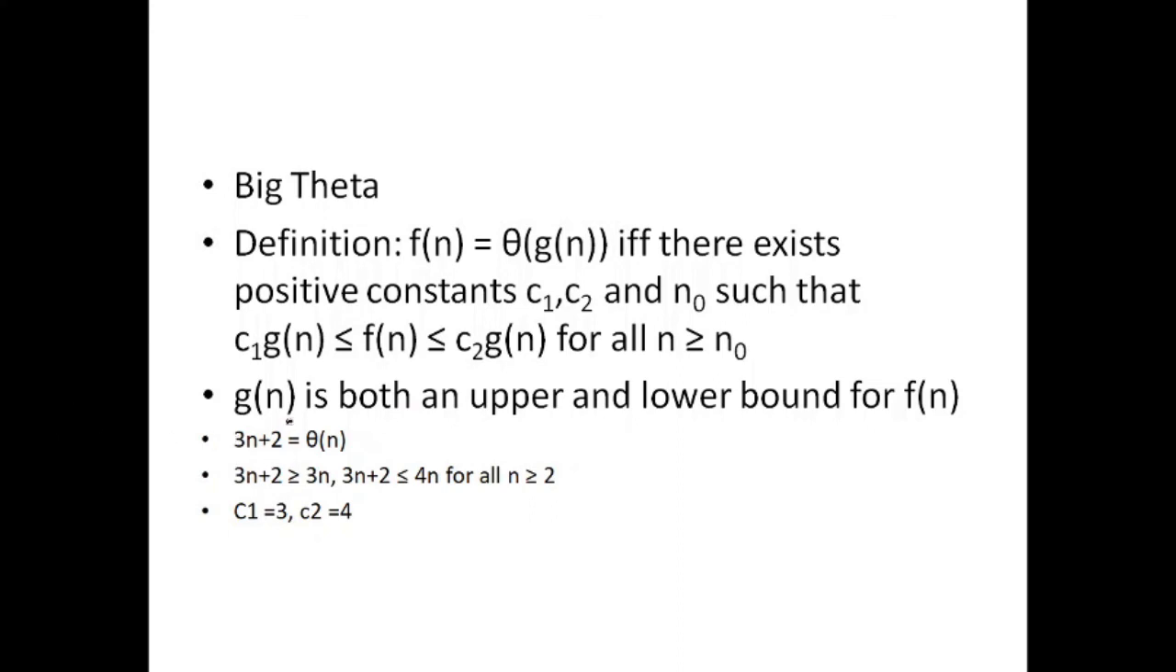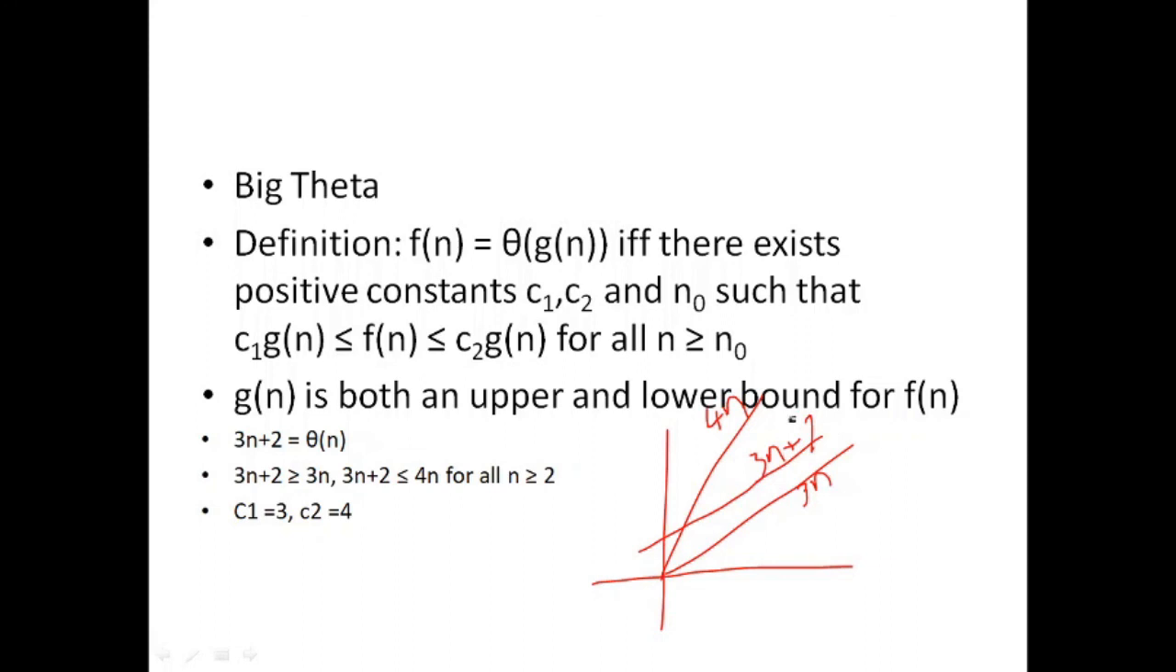Okay, so if we want to say 3n plus 2 is theta n, we have to find C1, C2 and n naught, for which we can say 3n plus 2 is greater than or equal to 3n, and 3n plus 2 is less than or equal to 4n. So graphically representing, we draw a function. Okay, this middle one is our 3n plus 2, and we have both a 4n which is an upper bound and 3n which is a lower bound. So if you are able to write like this, then we can say 3n plus 2 is order of n. You have both an upper bound and lower bound. That is what big theta is. Okay, that is the meaning of it.